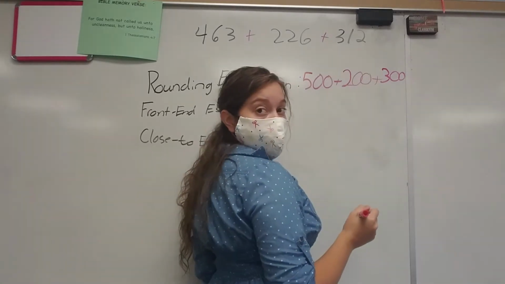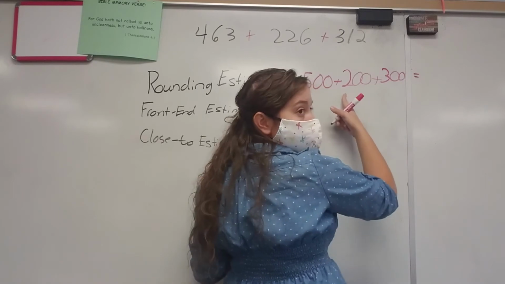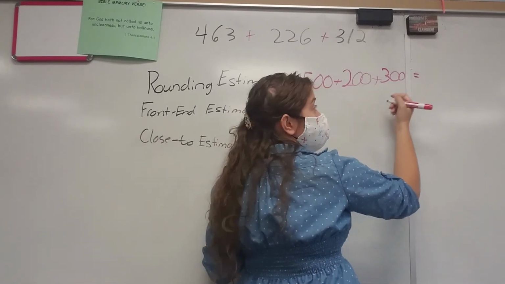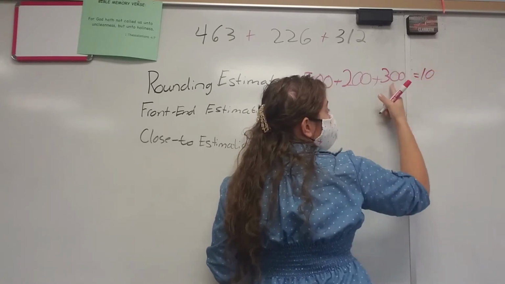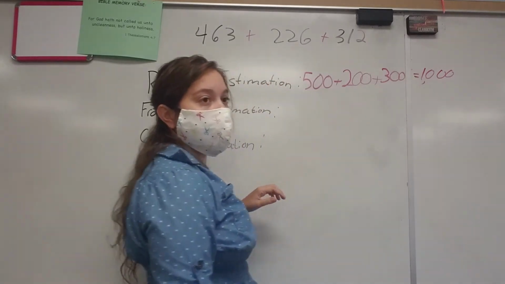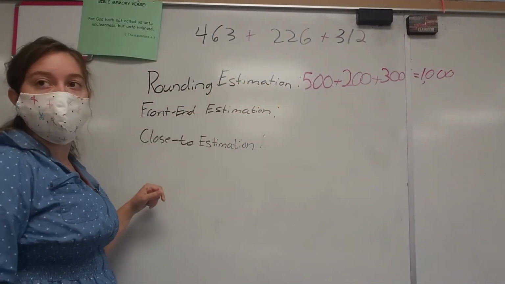Alright? This is also where I could add. If I have 5 plus 2, 7 plus 3, 10. So 10 and then 2 zeros added. So we'd have 1,000. That would be my guess, my estimation using the rounded method.